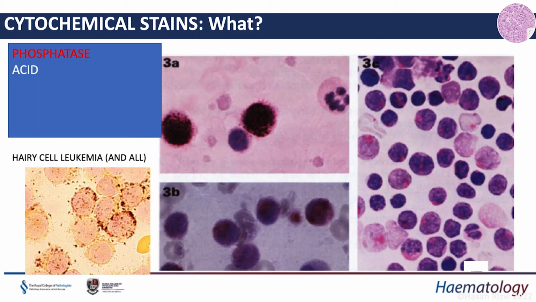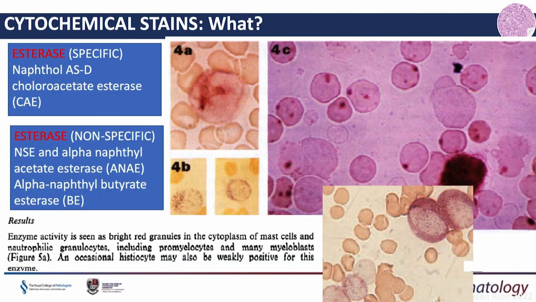And the acid phosphatases, as I was talking about, you can see it in acute lymphoblastic leukemias, which is on the extreme right-hand side with the pink granules, or you could see it in hairy cell leukemia when you treat it with the tartrate resistant acid phosphatase, TRAP. And that's on that yellowish image on the left-hand side, bottom left-hand side, is a hairy cell leukemia.